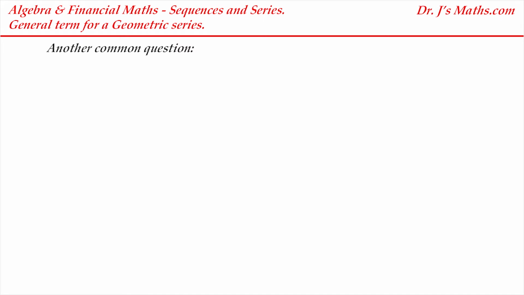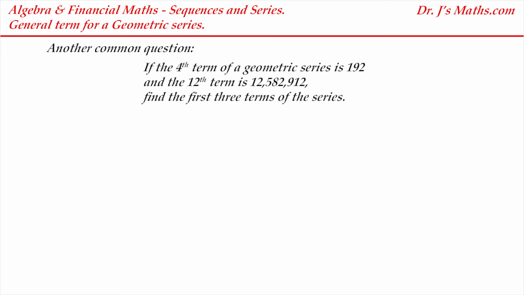Another common question, which parallels that we encountered in the arithmetic sequences, is if the 4th term of a geometric series is 192, and the 12th term is 12,582,912, find the first 3 numbers of the series. Don't worry about the big numbers. They're just going to go into your calculator. You don't have to do anything with them in your mind.